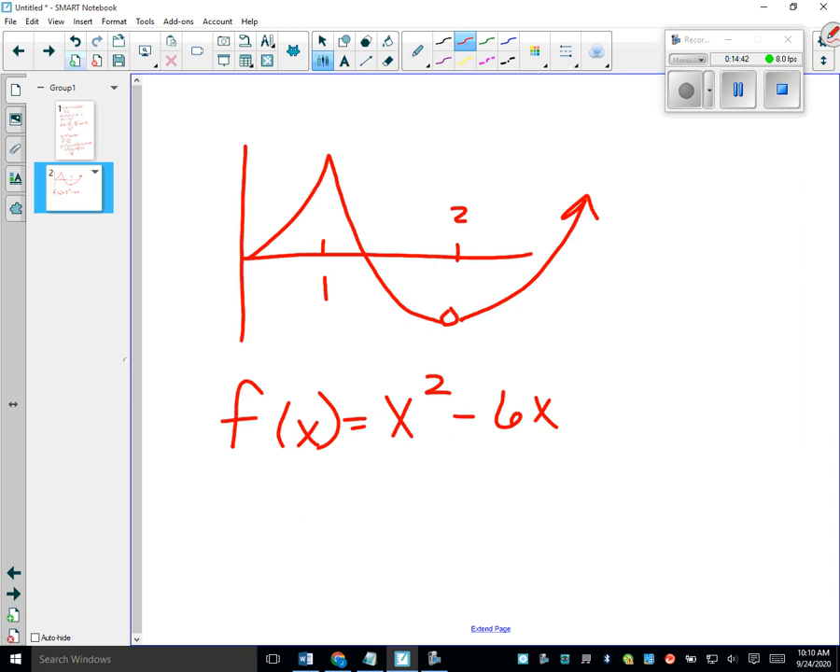I want to know where this has horizontal tangents. What does horizontal tangent mean? Like this. Which is the slope, or derivative. So we find the derivative and set it equal to 0. So it's 2x minus 6.